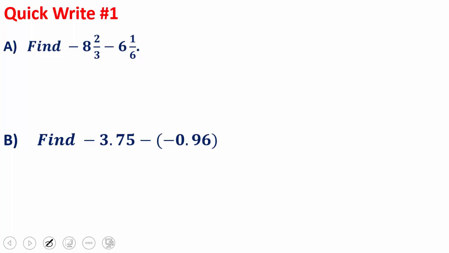Let's do our first quick write. Obviously, many of the problems you're going to get on your assignment are a slight bit more challenging, but they follow the same exact process. Hello? Quick write number 1. Find a negative 8 2/3 minus 6 1/6. And find a negative 3 75 hundredths minus a negative 96 hundredths. And you can say that as a decimal if you would like.